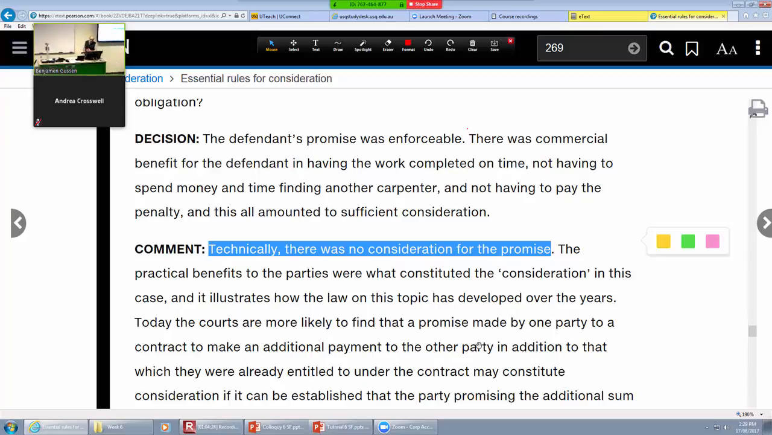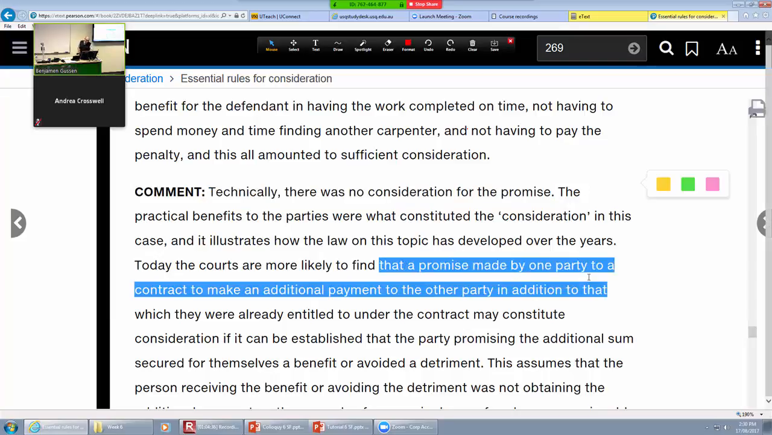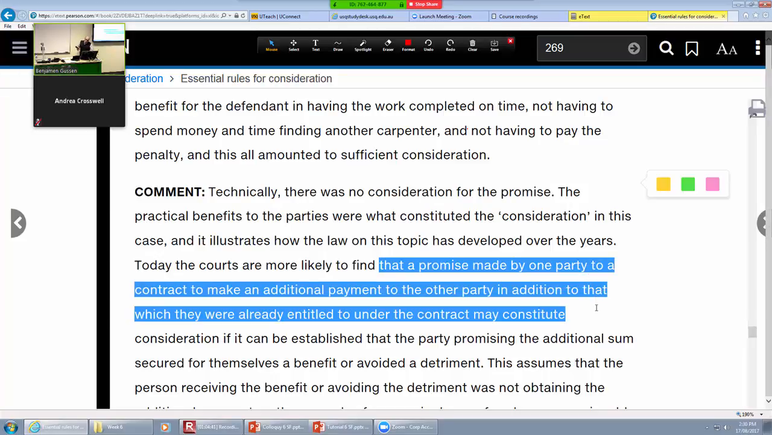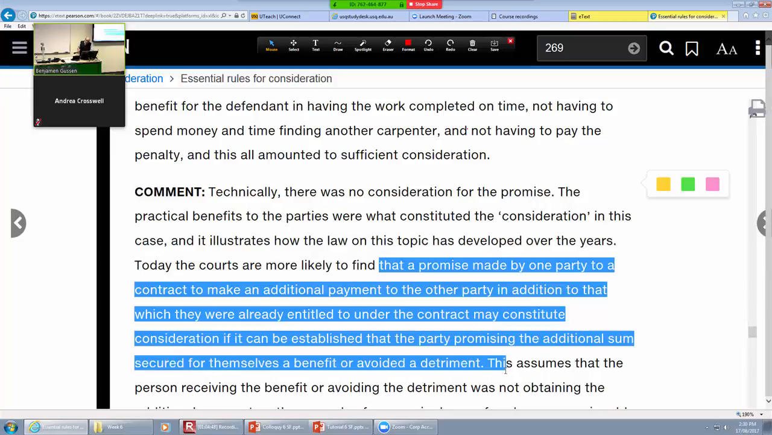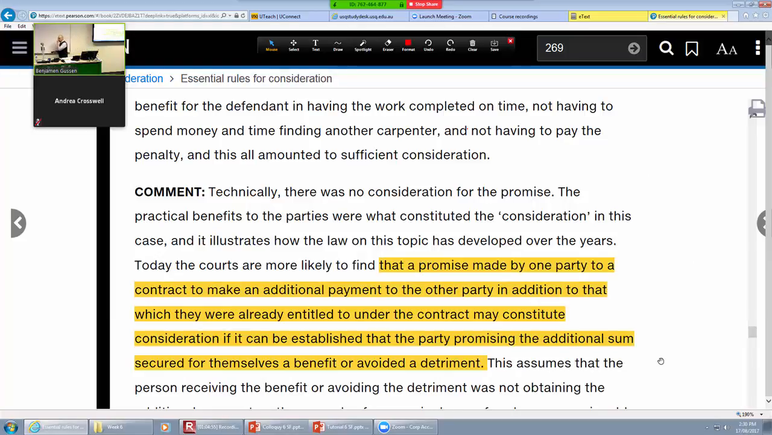The practical benefits to the parties were what constituted the consideration in this case, and it illustrates how the law on this topic has developed over the years. Today, the courts are more likely to find that a promise made by one party to a contract to make an additional payment to another party, in addition to that which they were already entitled to under the contract, may constitute consideration if it can be established that the party promised an additional sum secured for themselves a benefit and avoided a detriment. So they're telling you that's how we now came to understand why this case is correct.